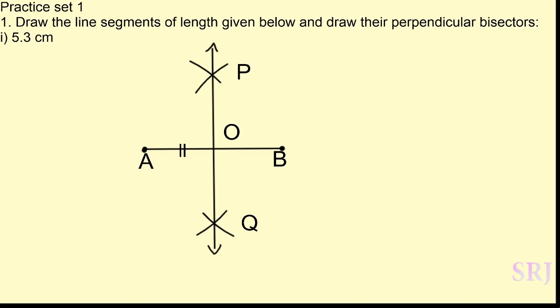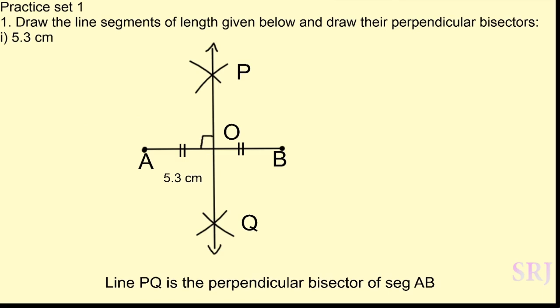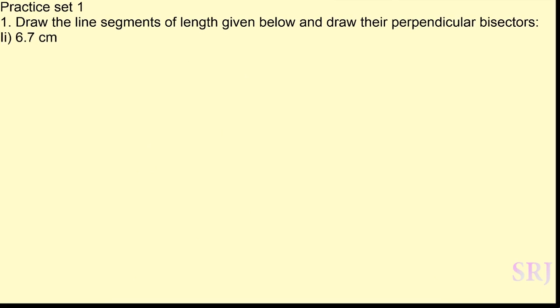So as we can see, the line PQ has divided the segment AB equally. So our final statement will be: line PQ is the perpendicular bisector of segment AB. Draw the line segment of length given below and draw their perpendicular bisector.